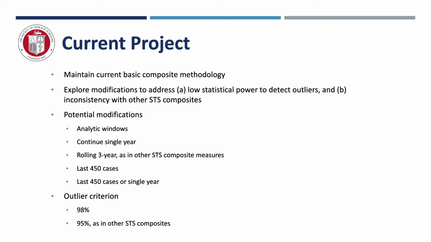Our strategy in reevaluating the isolated CABG composite was to retain the basic methodology, but to explore several different analytic windows or data collection approaches, specifically the current 1-year approach versus rolling 3-year windows as used in all subsequent STS composites, a fixed number of cases such as the last 450, regardless of the time period, or a 450 case minimum, or 1 year of data for large programs that perform that many or more CABG operations in a year. We also explored changing to a slightly less conservative 95% credible interval as in other STS composites.